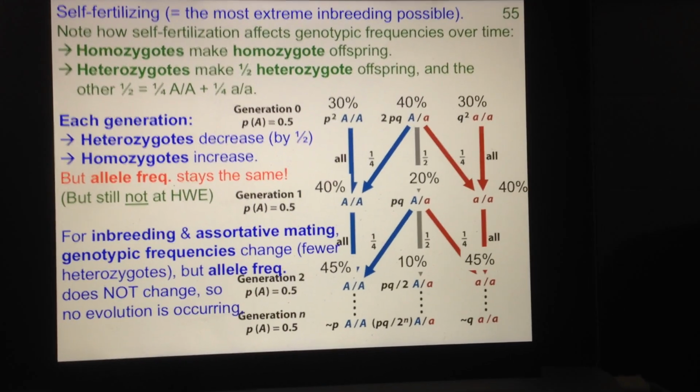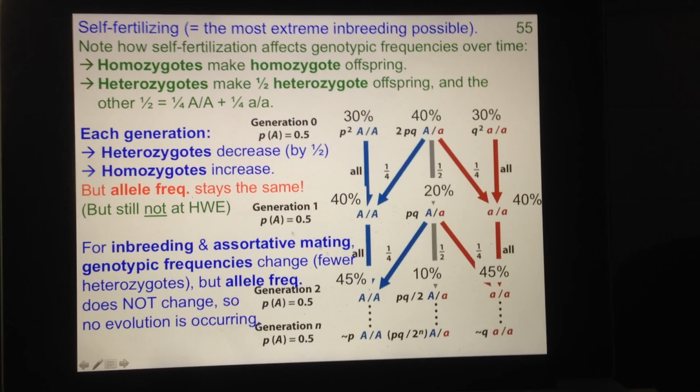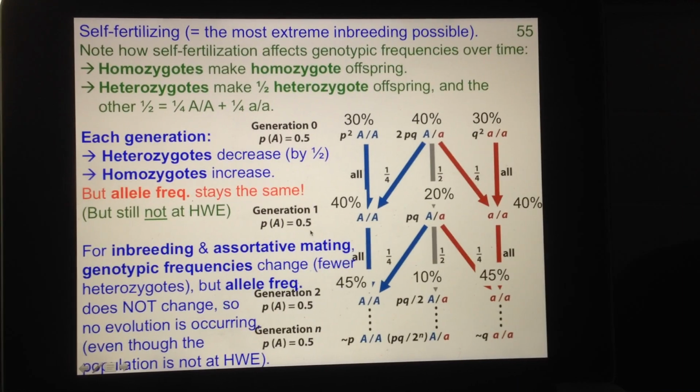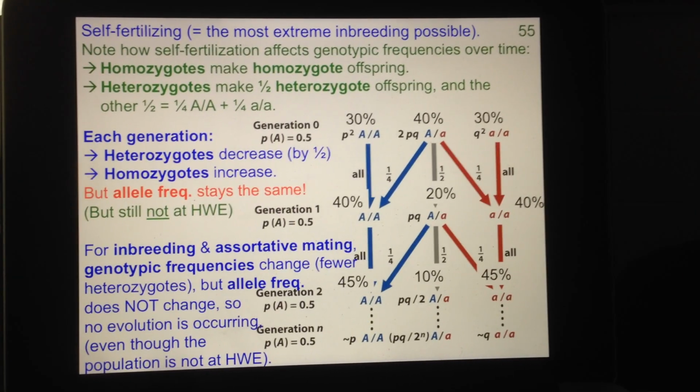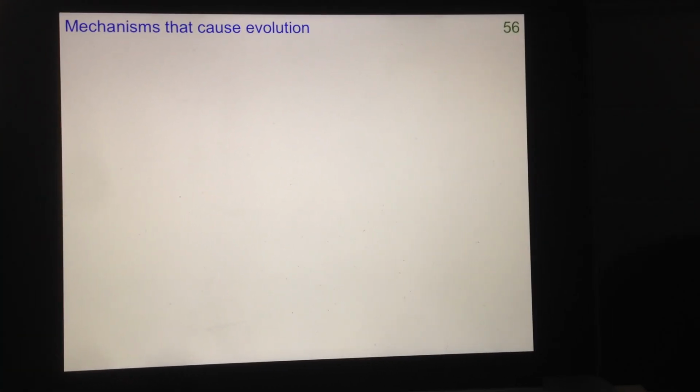So technically, it's not evolution. Evolution is when the gene pool actually changes, and the gene pool is not changing here; it's still 50-50 of big A and small a. So the population is not at Hardy-Weinberg, but it is not showing evolution.